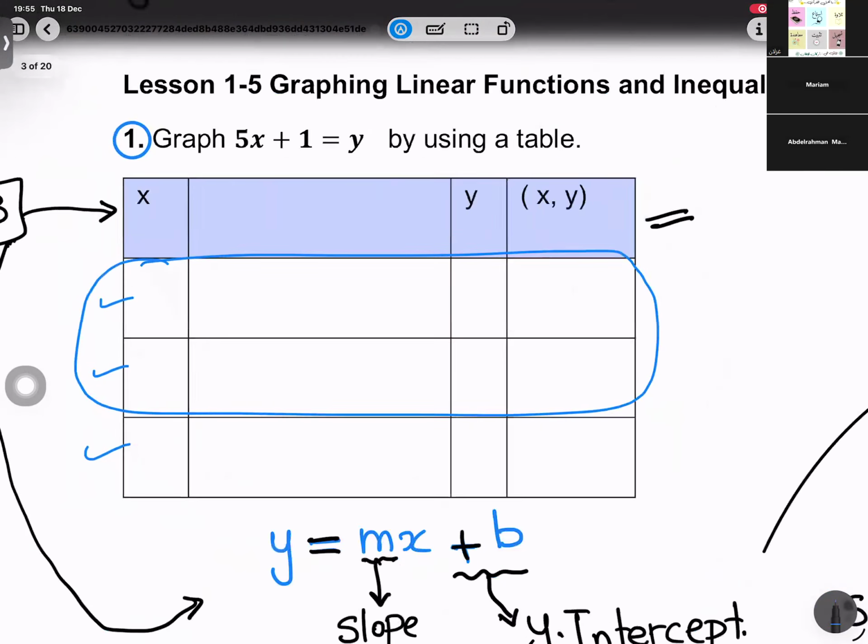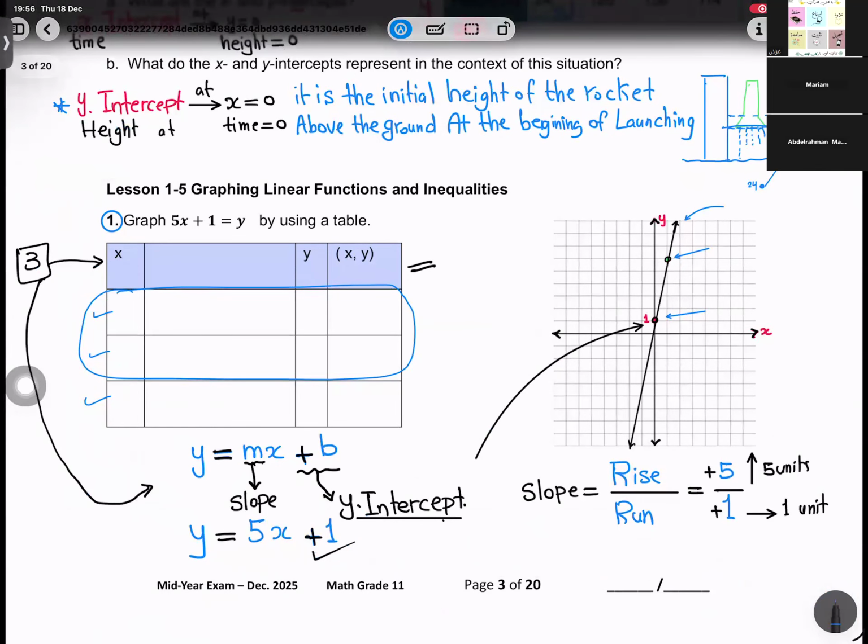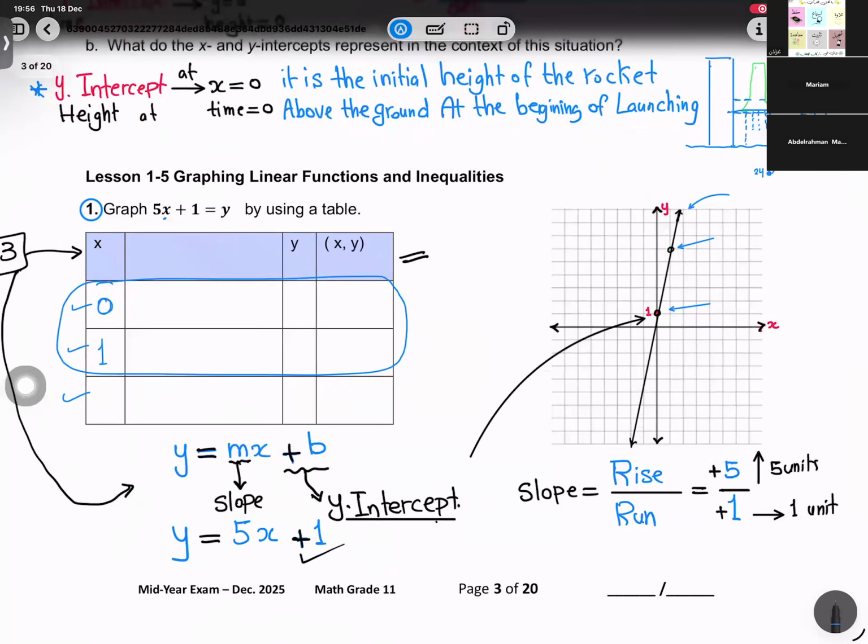So what values of x do I put? You can put any value of x, right? But it's better to choose a positive number, or a number near the origin, not very big numbers, and so on. So by choosing x equal to 0.